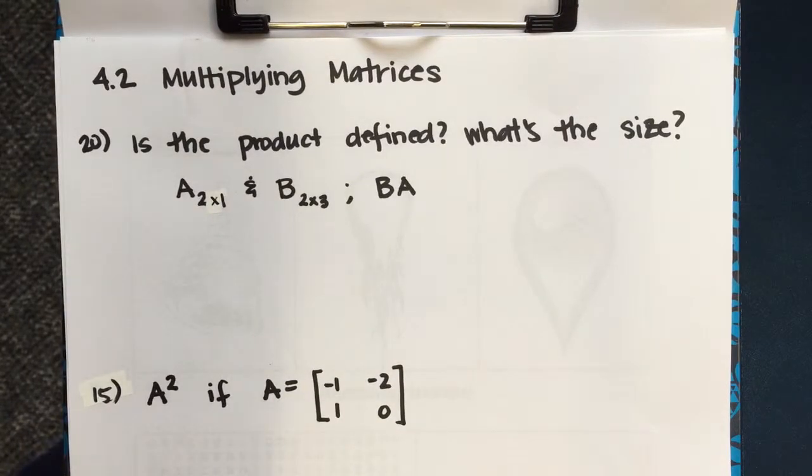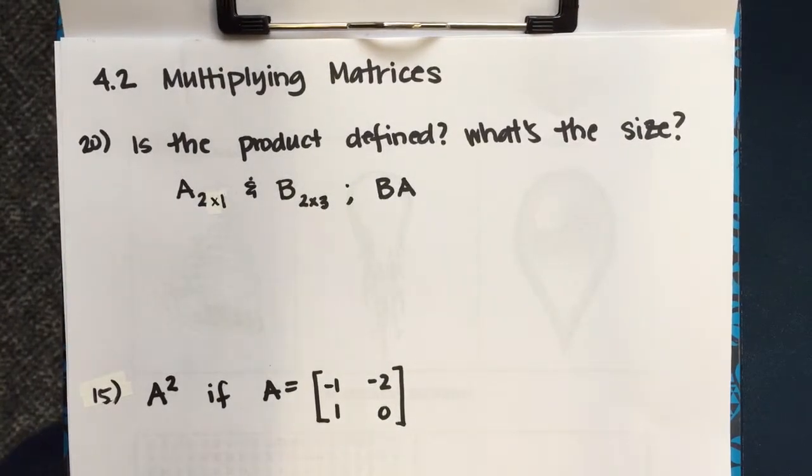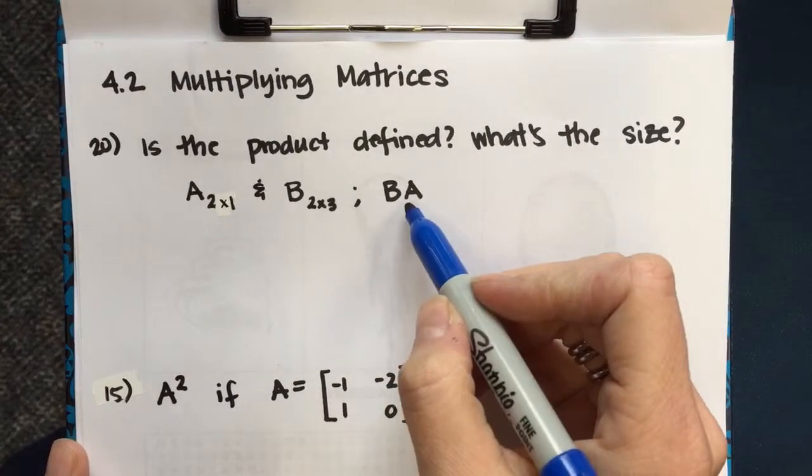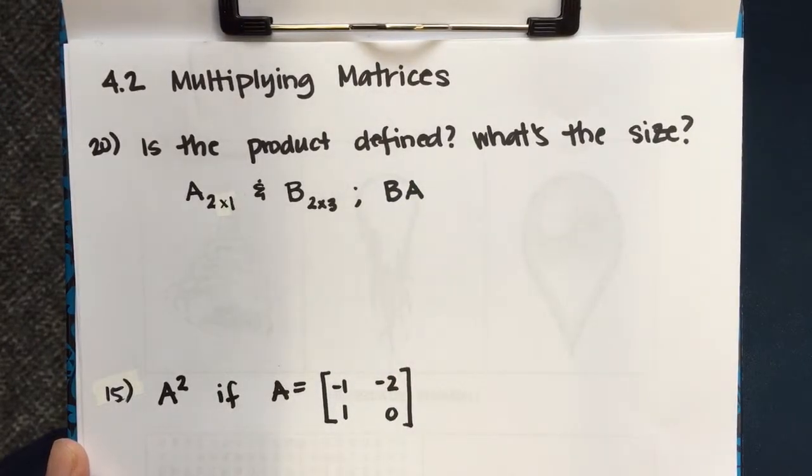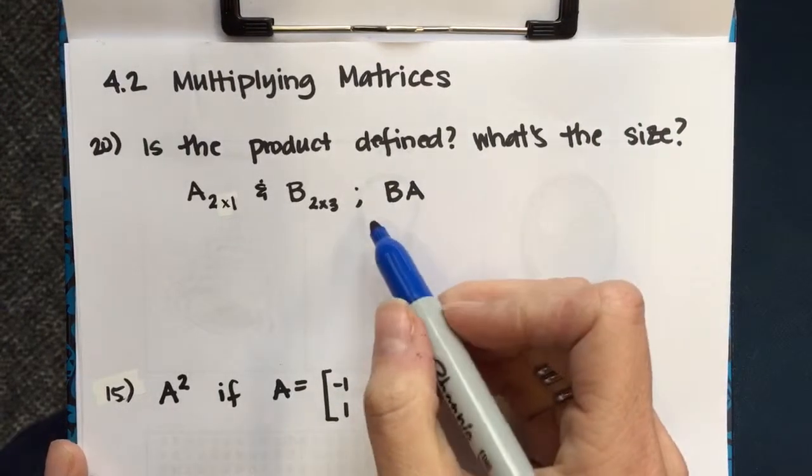Section 4.2 is on multiplying matrices. So number 20, we're supposed to see if the product BA is defined. That means can you multiply B times A? And if so, what is the size?